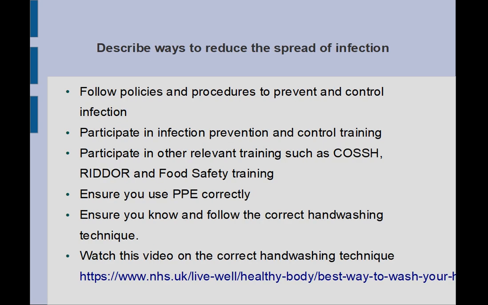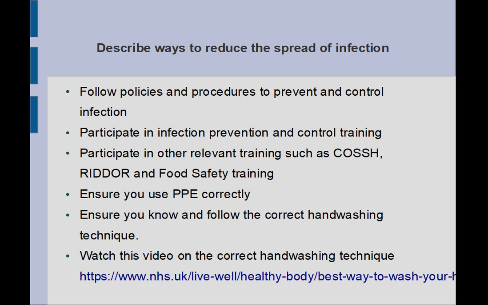Okay, we want to describe ways to reduce the spread of infections. So this can be following policies and procedures that actually are designed to prevent and control infections. We should all be following these policies and procedures. Participating in training, any relevant training, including COSHH or food safety training. Mainly it's infection prevention and control training. There is specific training for that.